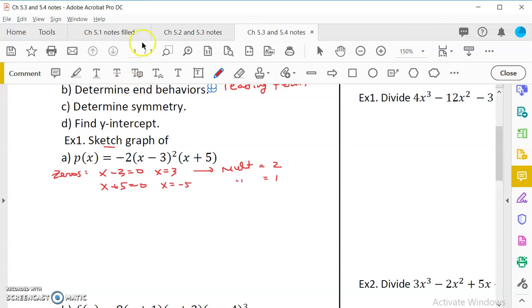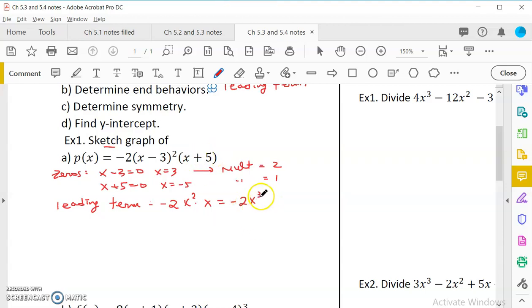And so the second thing is end behavior. To do end behavior, we have to find the leading term, because the leading term determines end behavior. The leading term would be negative 2 x squared times x, so it is negative 2 x cubed. The end behavior of this power function is the same as the whole polynomial function. It's very interesting.